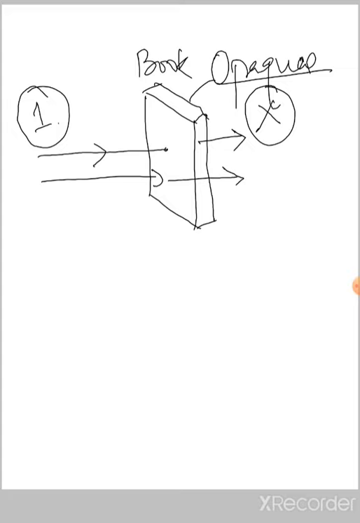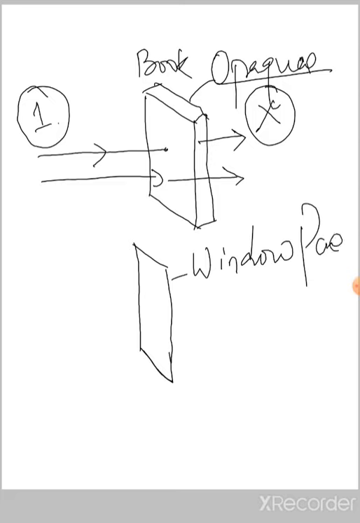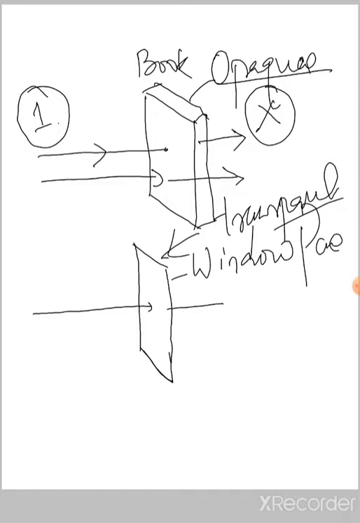Second one is, if you have a mirror, or you can say a window pane, you can see that light can easily pass through it. Why? Because this material is transparent. What is it? Transparent, isn't it?